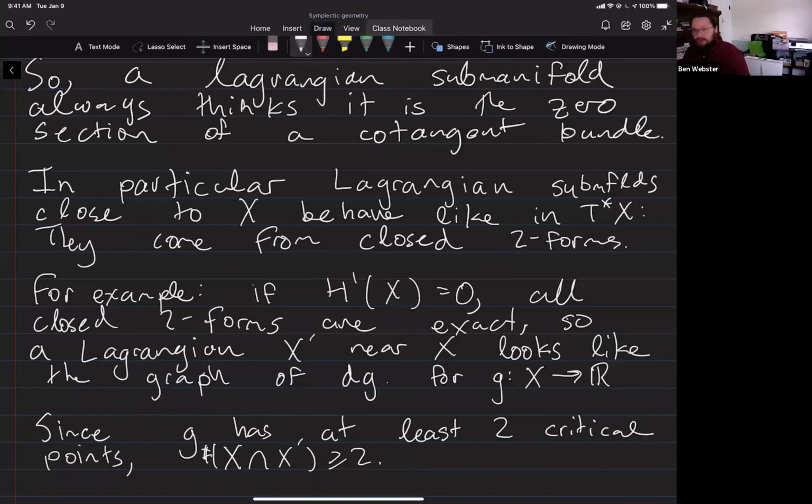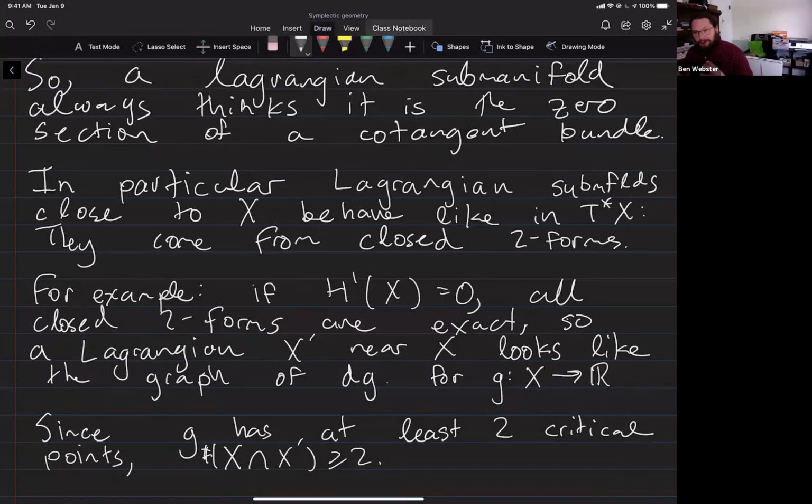Those are given by closed one forms. So what nearby Lagrangian submanifolds look like is exactly the space of closed one forms. One good example is if your Lagrangian has vanishing first homology, then closed forms are always exact. So any nearby Lagrangian comes from the differential of a function. And you can ask what intersection points between my original Lagrangian and my new one look like. They come from critical points of your function.